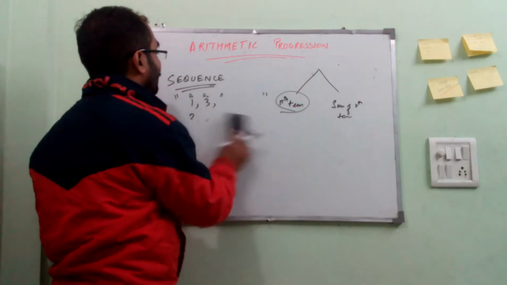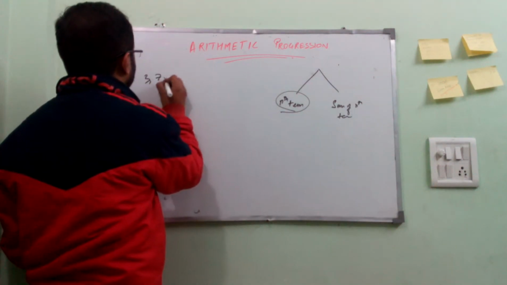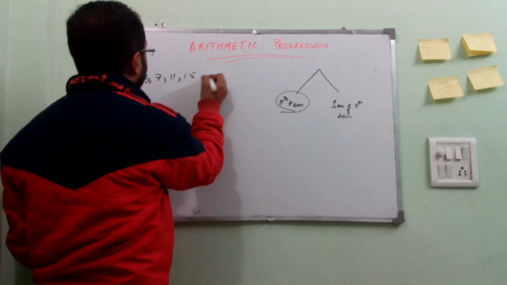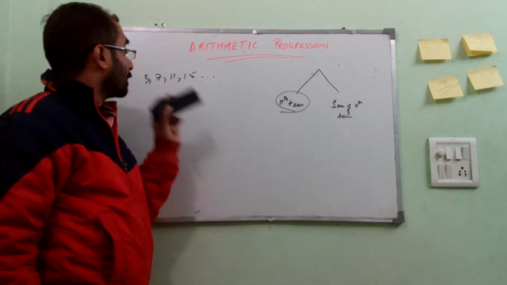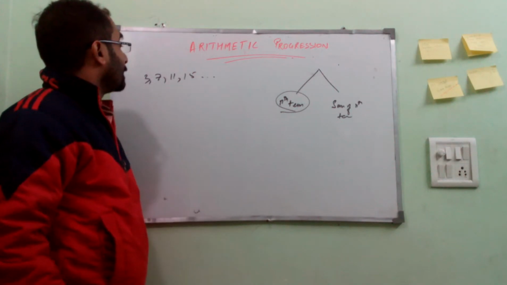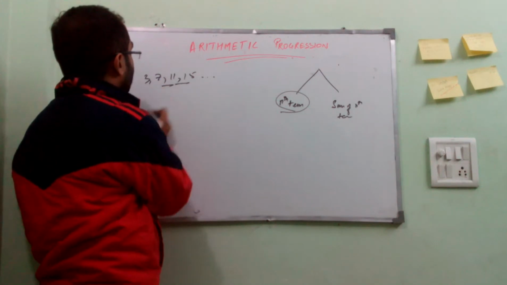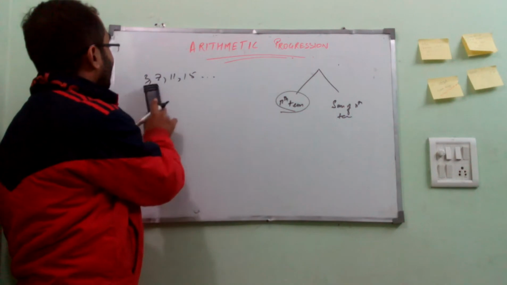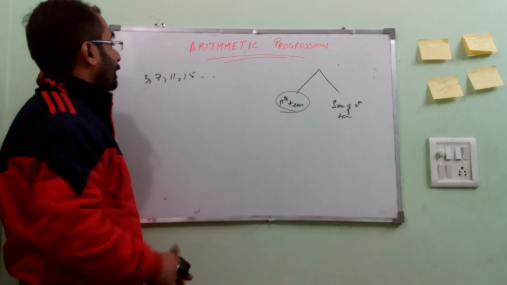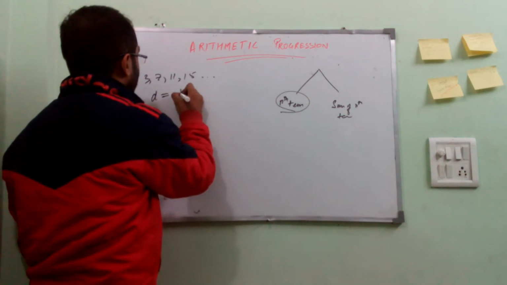So, let's take an example like 3, 7, 11, 15, dot dot dot. So this is a sequence and this is an AP because there is a common difference between every consecutive pair of numbers. The difference between them, between them, between them, they all have a common difference, that is 4. So what do we know about this AP? That we have a common difference of 4.